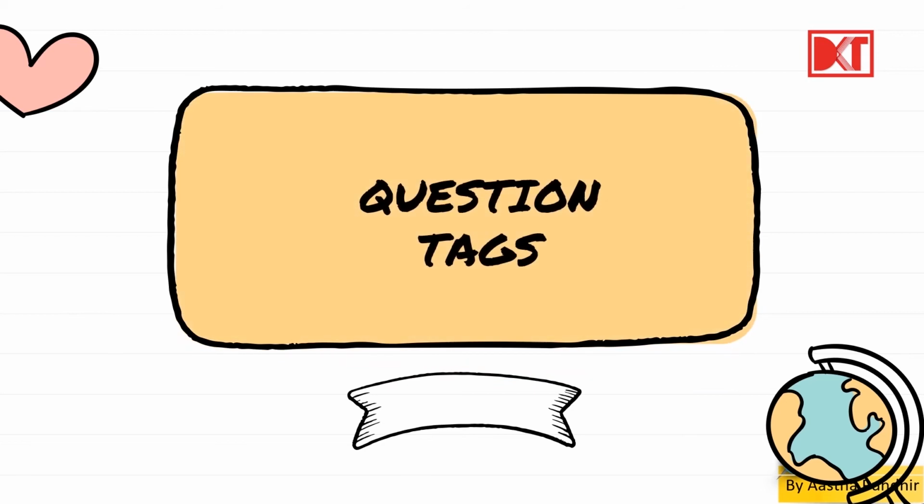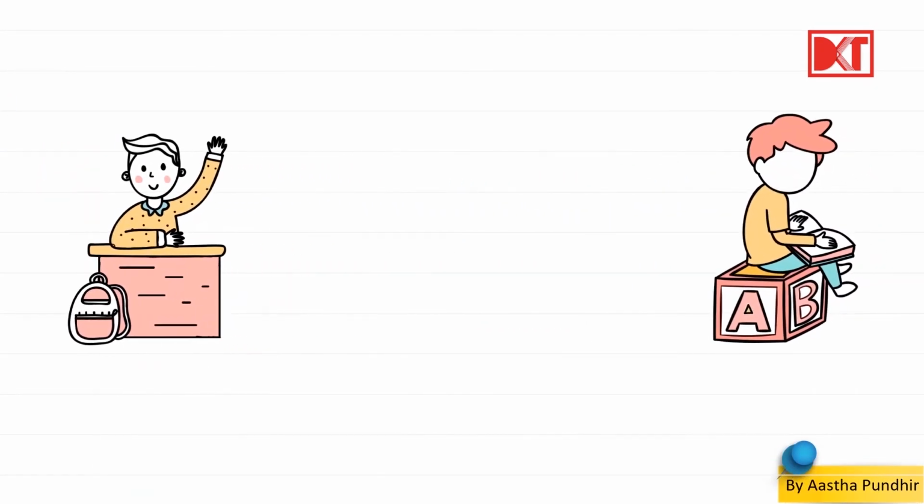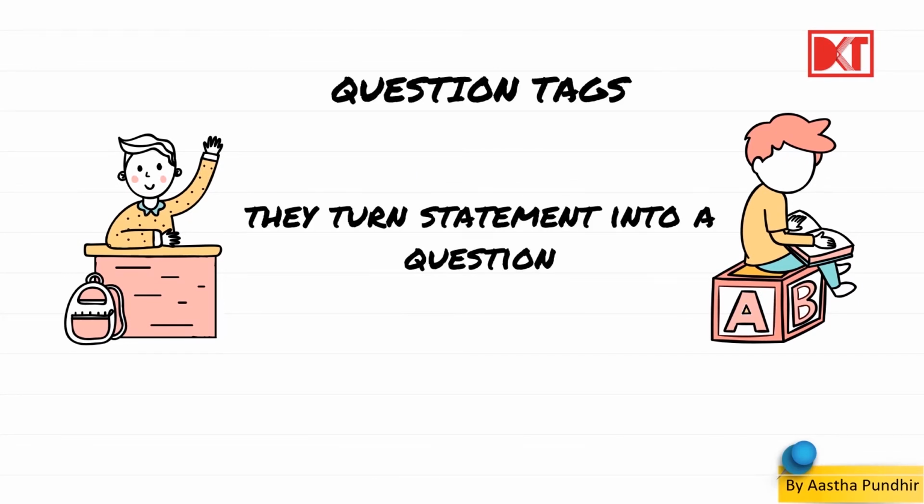Okay, now next up we have a very interesting category which is question tags. Now this is one topic I feel which makes English really interesting. Let's see how. Now what is the job of question tags? What they do is they turn a statement into a question. The simple job is turning a statement into a question. Just by adding two or three words at the end of a statement, we can make it a question. So let's see how that happens.